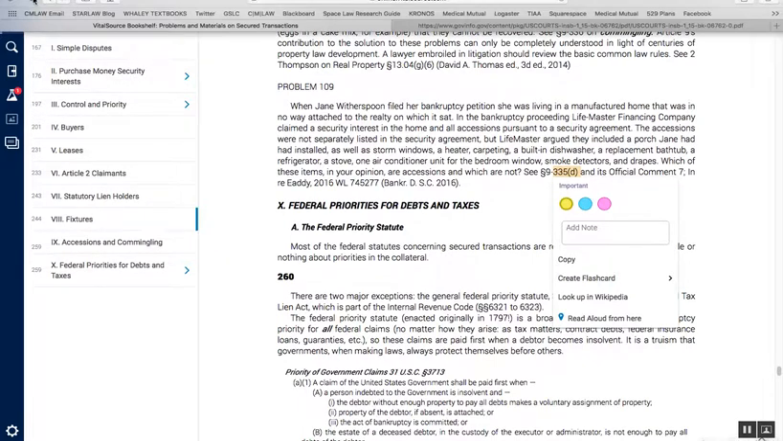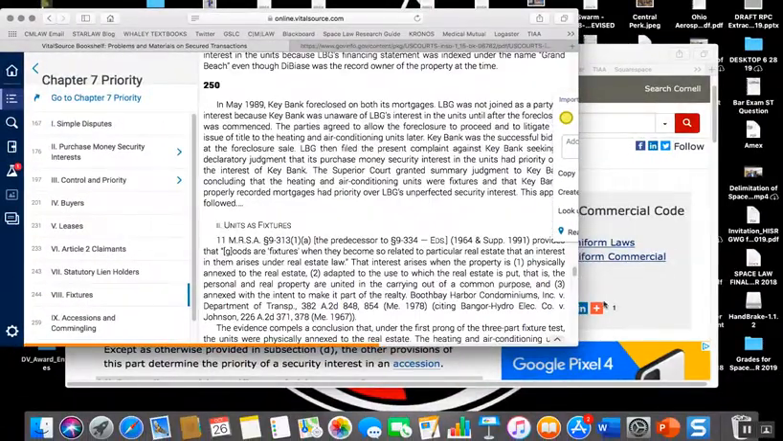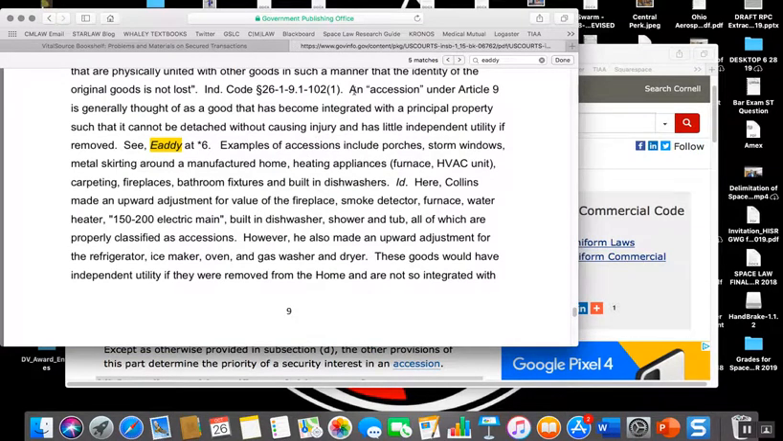And I did bring up, let's see if I can find it. Yes, here it's from a case that cites the Edie case that is mentioned, cited in this problem. I thought I'd bring it up as it helps us learn this rule about how do you determine whether something is or is not an accession. So I'll read through it here. An accession under Article 9 is generally thought of as a good that has become integrated with the principal property such that it cannot be detached without causing injury and has little independent utility if removed.